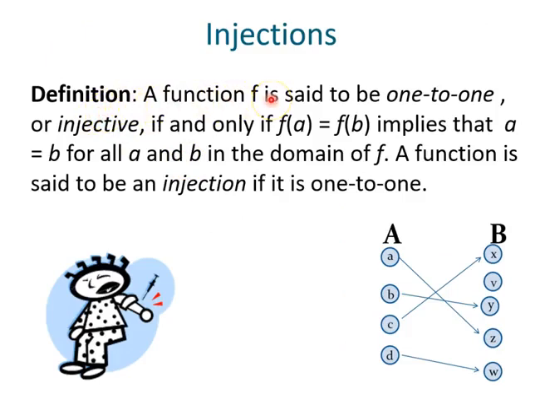Definition: a function f is said to be one-to-one or injective if and only if f of a equals f of b implies that a is equal to b for all a and b from the domain of f. Such a function is also called an injection. In other words, f is one-to-one if any two different elements from A have different images under the function.